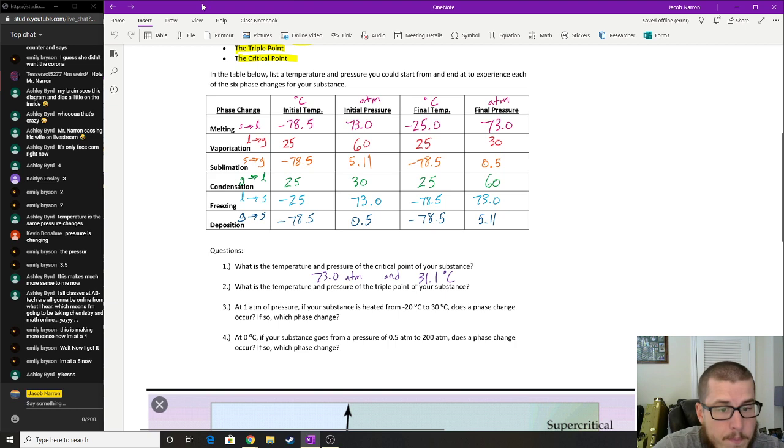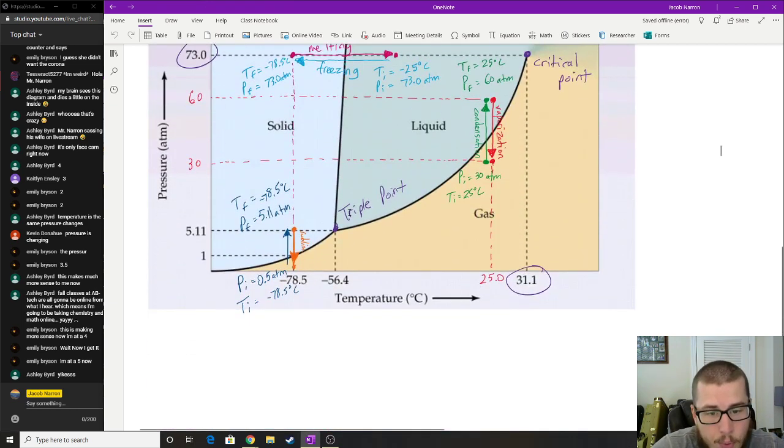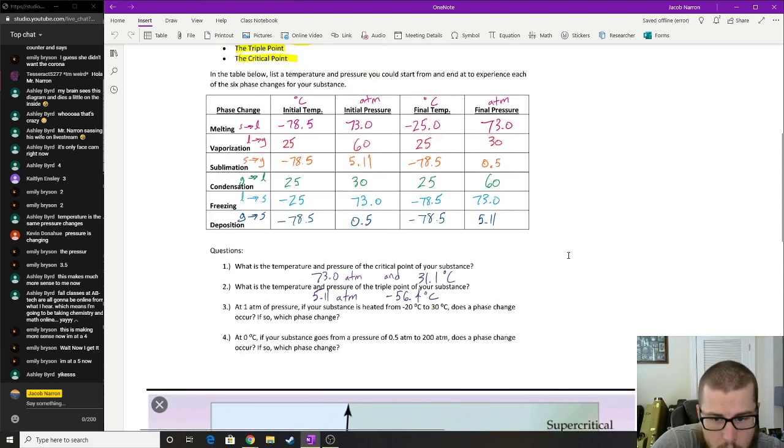Well, it looks to me I can scroll down and find it. I've already labeled the triple point from earlier. It's going to be 5.11 atmospheres and negative 56.4 degrees Celsius. There you have it. Number 3. Now, these are important. This is really making sure that you understand what's going on. I'm cleaning up my diagram real quick. Give me a second.